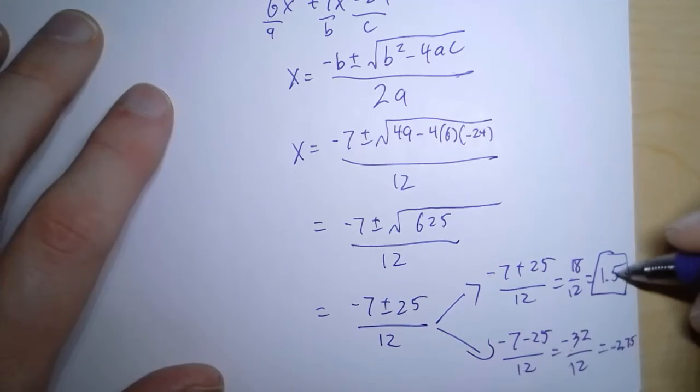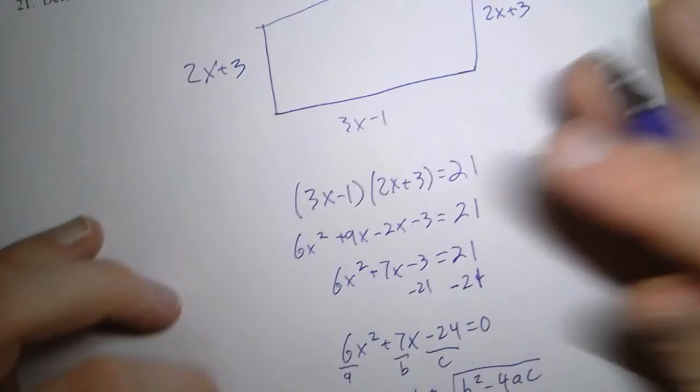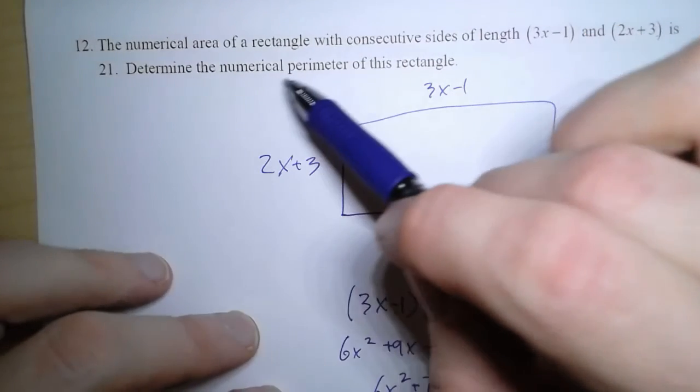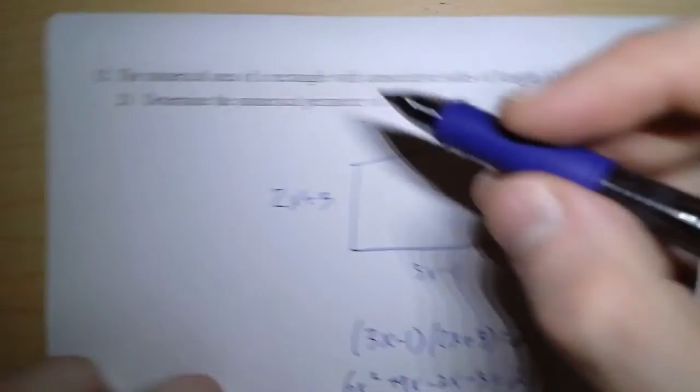Now, fortunately for us, since we're talking about lengths of rectangles, we know that x has to be positive. However, that's not our actual answer, because it says then to use that and to find the numerical perimeter of this rectangle.